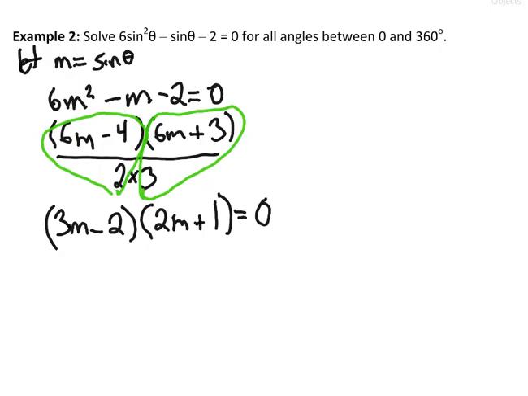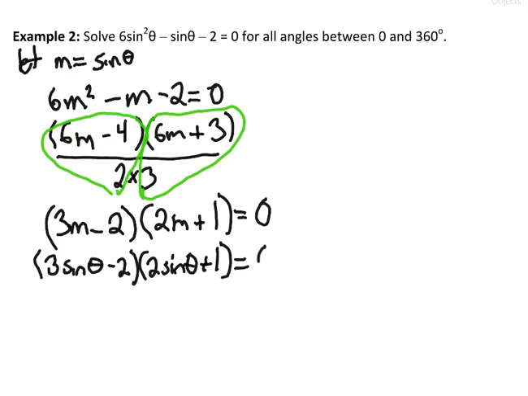All right, then we replace m with sine theta. M was just a placeholder in the first place, so we go back to saying this is 3 sine theta minus 2, and this is 2 sine theta plus 1, and the whole thing equals 0. So when you have something factored and you're trying to solve for usually an x, but in this case now a theta, you just have to set each factor equal to 0, right? So we set the first factor equal to 0, we solve for theta in that factor. So I'll do that just over here.